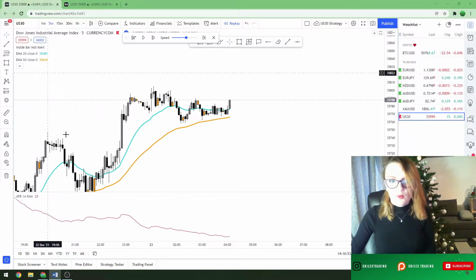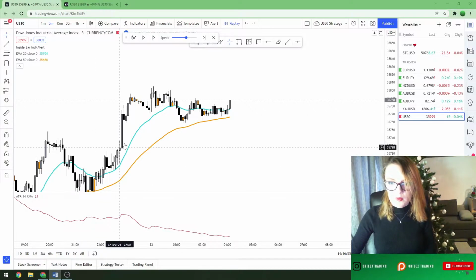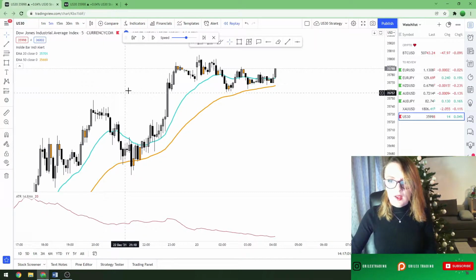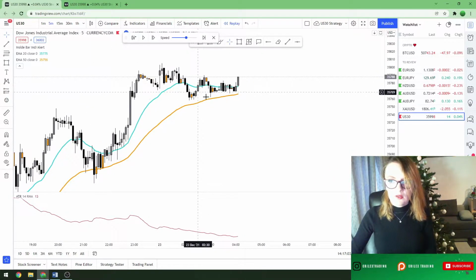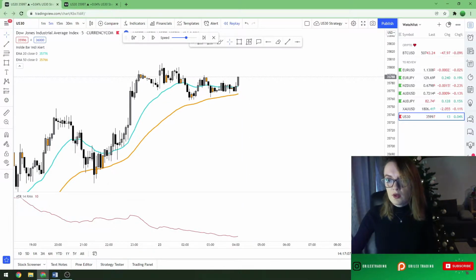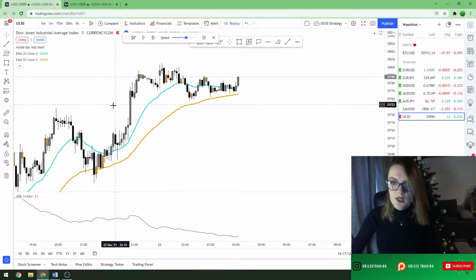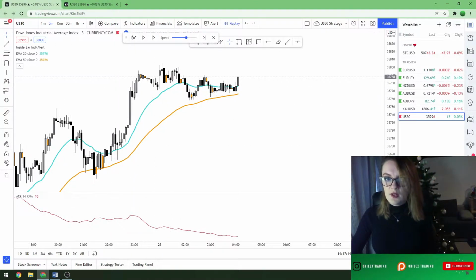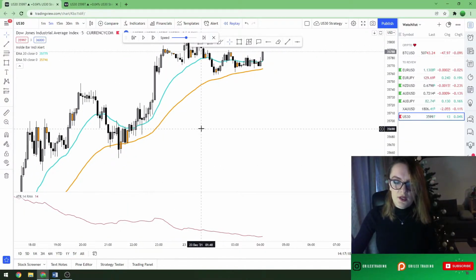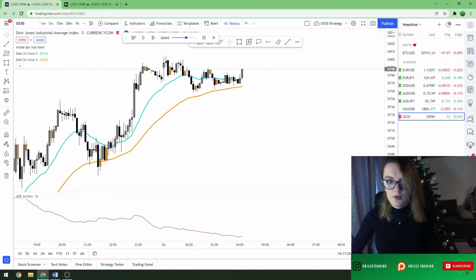Now, when the 20 EMA is crossed above the 50 EMA, like we have the case here, we will look for buy entries. Otherwise, if they are crossed and the 50 EMA is above the 20 EMA, we will look only for sells. So, as we can see here, the 20 EMA is above the 50, the price is going to the upside. We can see here a really nice uptrend.